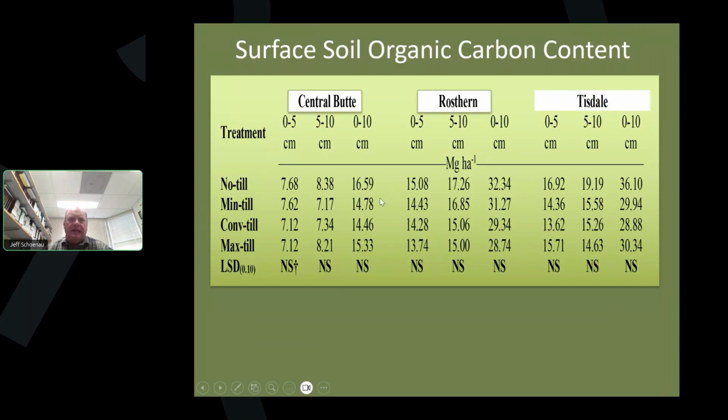But you can see there is a trend at all of the sites for the mass of that carbon to be slightly lower, decreasing as the intensity of the tillage increases. I think it is important to recognize that you really wouldn't expect to be able to measure a change in a pool of carbon in the soil as big as the total amount of organic carbon in the soil over just 1 year of a management practice.